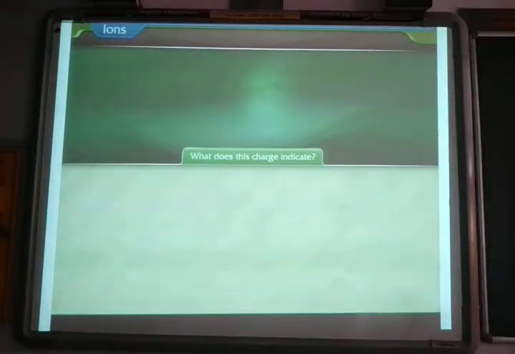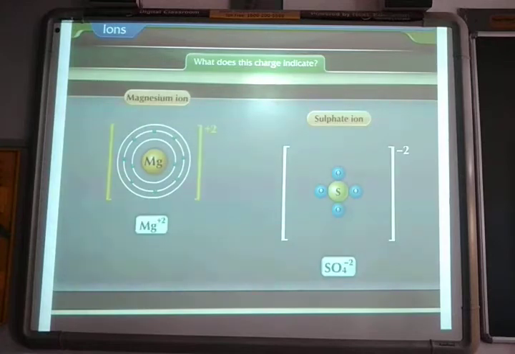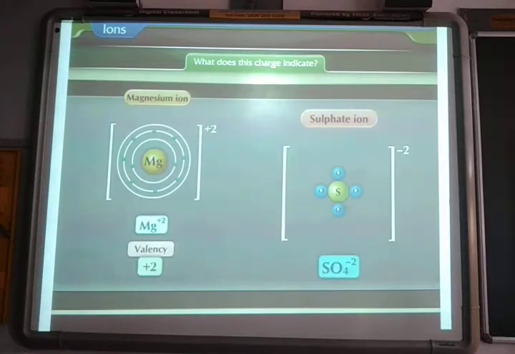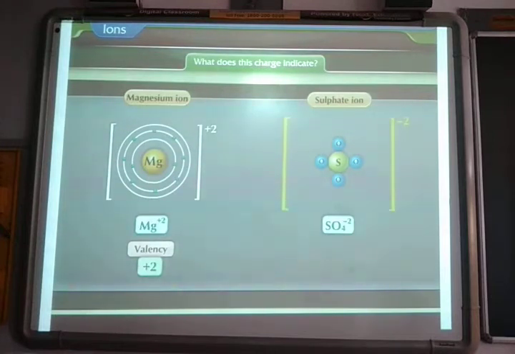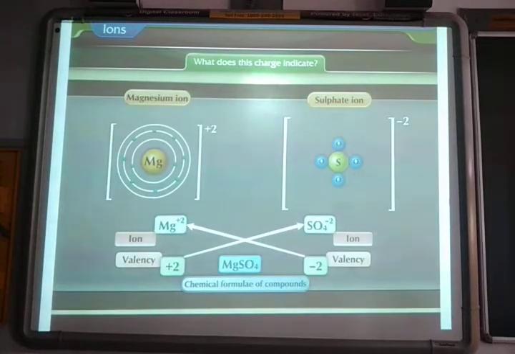What does this charge indicate? The charge indicates the valency of the ion. Magnesium ion is written as Mg2+. The 2+ charge indicates its valency is +2. Sulfate ion is written as SO4(2-). The 2- charge indicates that its valency is -2. The valencies of ions are useful in writing the chemical formulae of compounds.